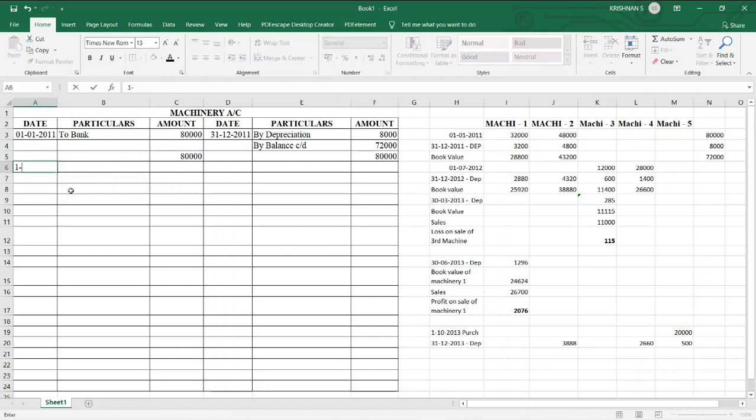Then come to the next year. 1/1/2012, to balance BD rupees 72,000, right? Next to that we have another purchase on 1/7/2012, 40,000. If it is a purchase, we have to enter the transaction on the debit side. So 1/7/2012, to bank account.